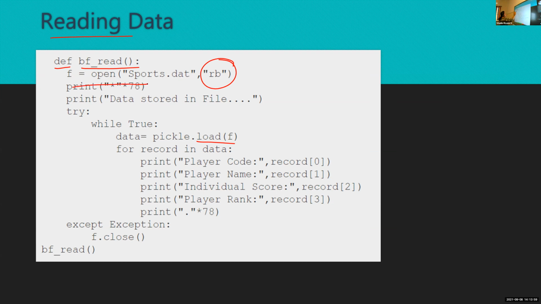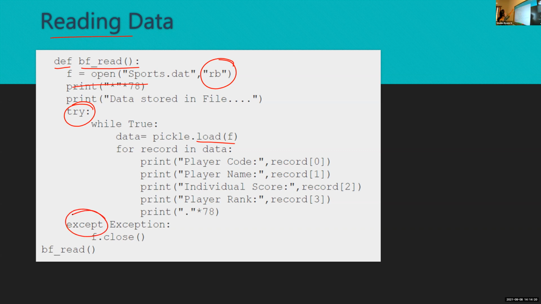Then these two are just for showing the message. It is not an important one. It is just to print the content. Okay, print data stored in file. Then the important thing is try and except.